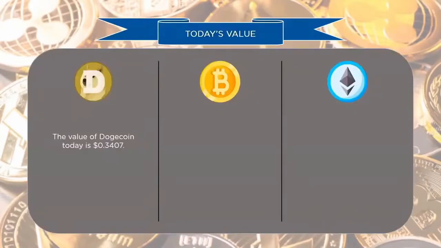The value of Dogecoin on today's date is $0.2992. Bitcoin being the highest is $34,857.58. And Ethereum holds a value of $2,356.58.